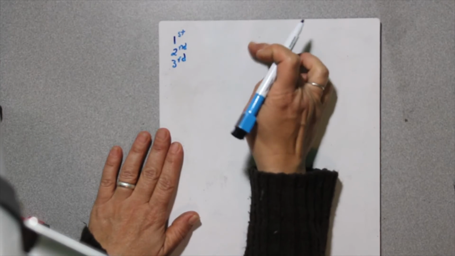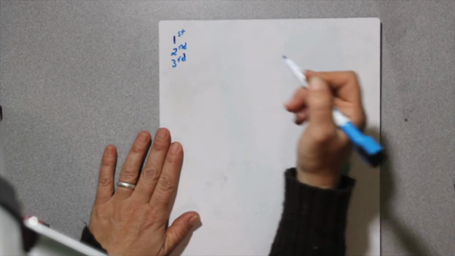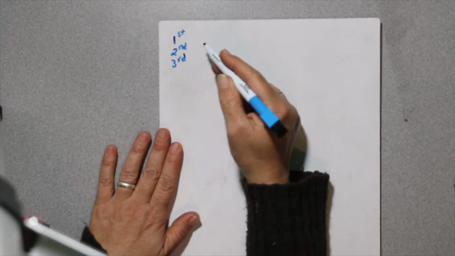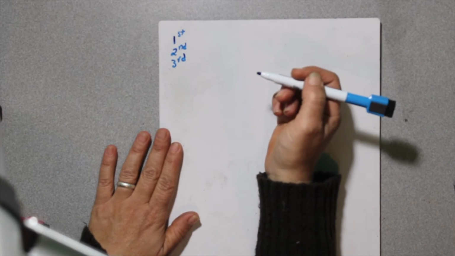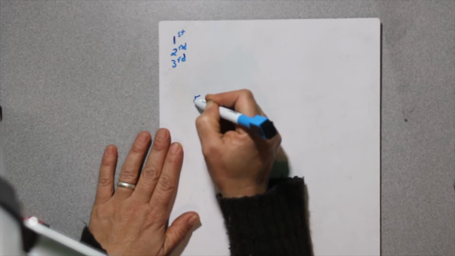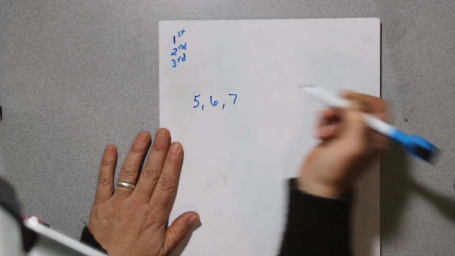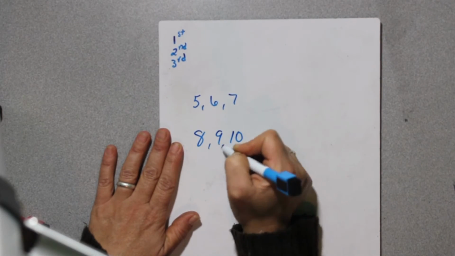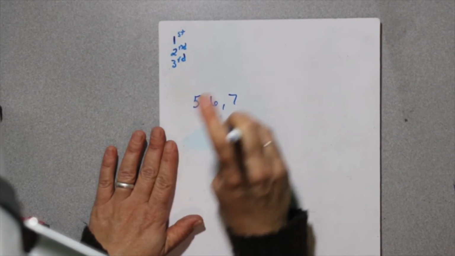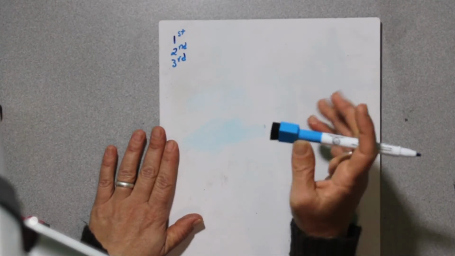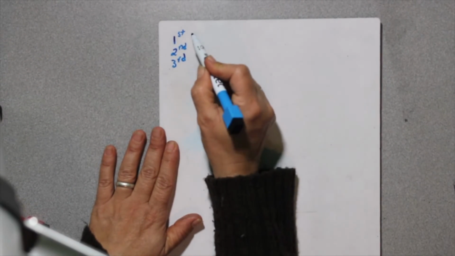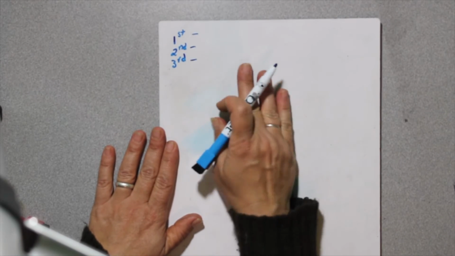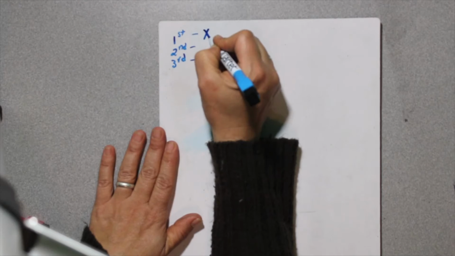Consecutive integers. Integers are just numbers, and consecutive means one after the other. So if our first consecutive integer was 1, our second would be 2, our third would be 3. If our first consecutive integer was 5, 6, and then 7. If the first one was 8, then it would be 9 and then 10. Consecutive means in a row, one right after the other. All right, so it's saying find 3 consecutive integers.